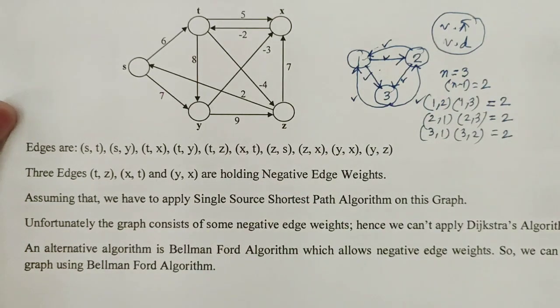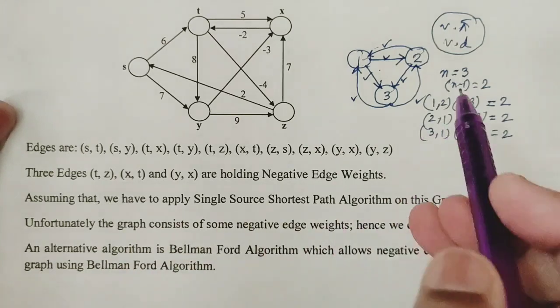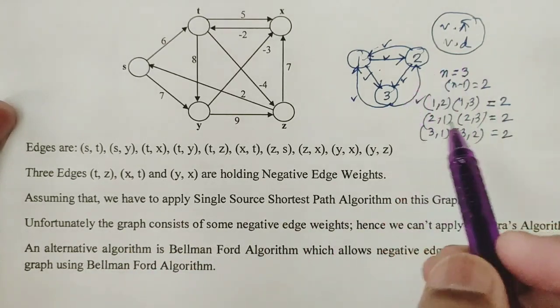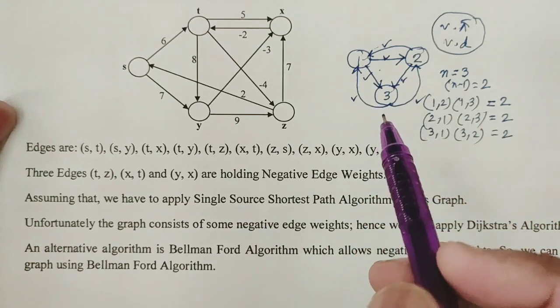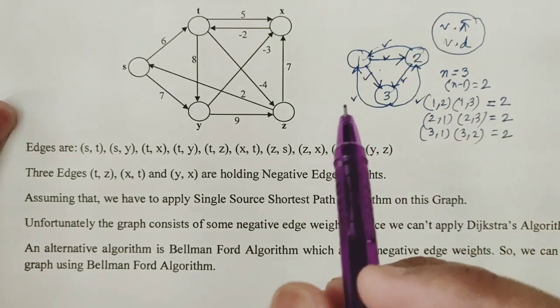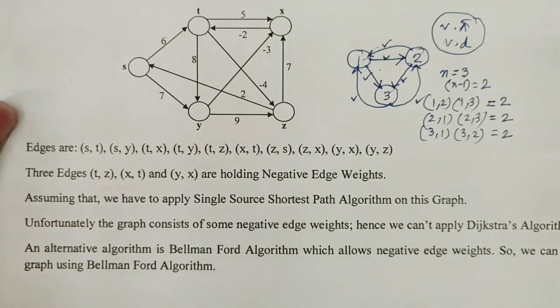Now coming back to Bellman Ford. Bellman Ford uses this concept: if there are n vertices, one vertex can cover at most n minus 1 edges. This is the first one. And Bellman Ford also uses the concept of relaxation multiple times. Relaxation between what? Relaxation for all edges.